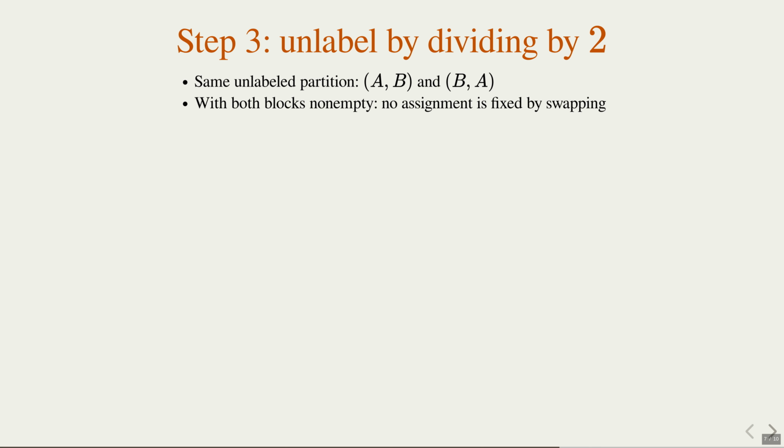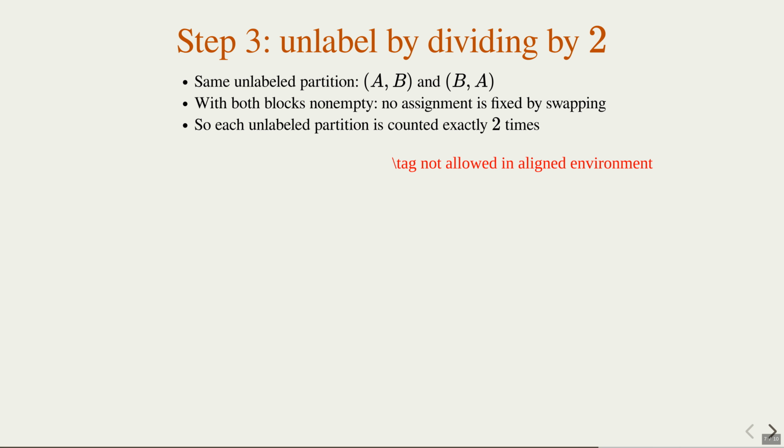Crucial detail. Since both blocks are non-empty and disjoint, A cannot equal B, so swapping always produces a different labeled assignment. That answers your question. Every true partition corresponds to exactly 2 labeled versions depending on which block we call A. So dividing by 2 is really dividing by the size of the swap symmetry. Now we finish. Start with 2 to the n, subtract 2 empty block cases, and divide by 2 for the A-B swap. That simplifies to 2 to the n minus 1 power minus 1.